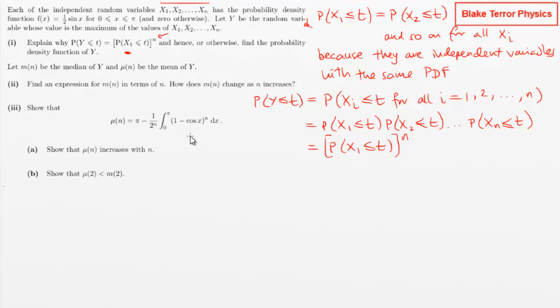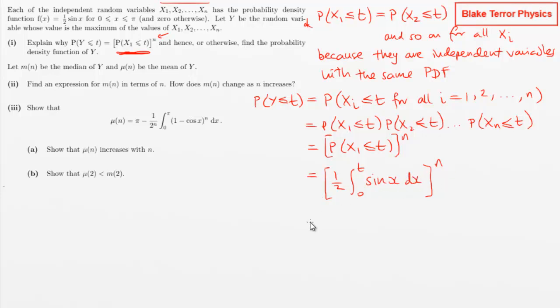Right, so this probability that x1 is less than or equal to t is going to be integrating the probability density function from 0 up to t. And that's what the probability density function gives us. So I've got to remember to keep that power of n on the outside. So the integral from 0 to t, I've just taken the half from the half sine x onto the outside of the integral. So that gives me the probability that x1 is less than or equal to t. And then I need to raise that to the power of n.